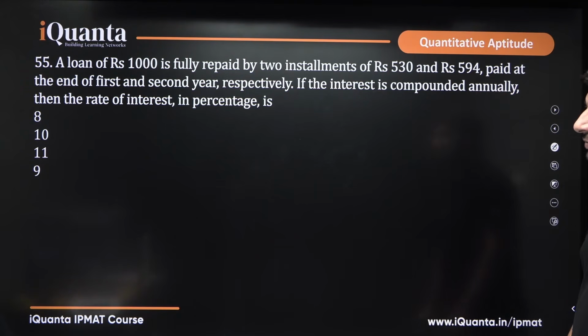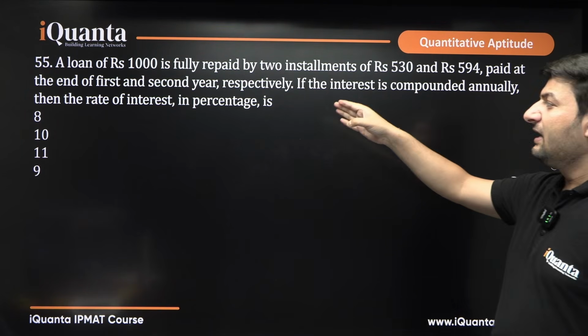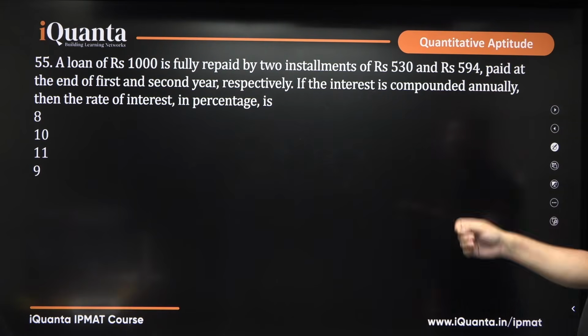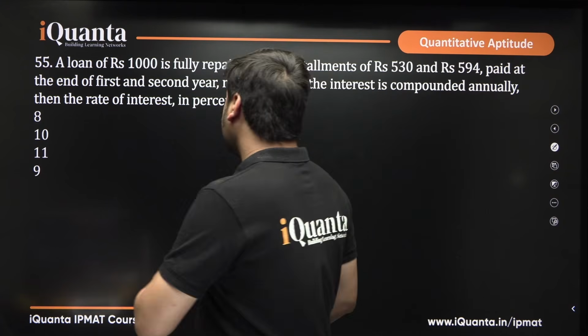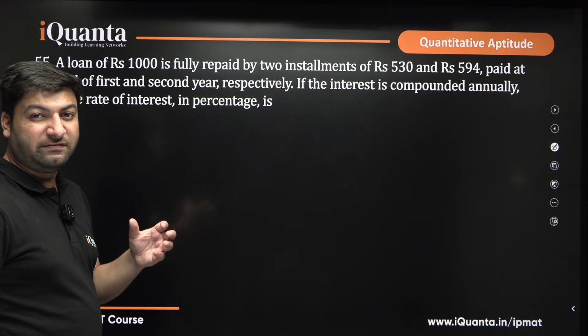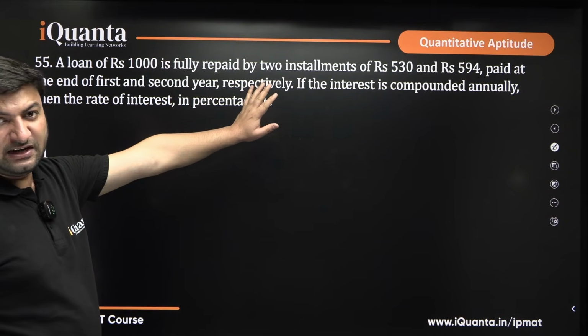Next, a loan of rupees 1000 is fully repaid by 2 installments of rupees 530 and 594 paid at the end of first year and second year respectively. If the interest is compounded annually, then find the rate of interest in percentages. See, this is an installment question. Even though they are not very frequent in IPMAT, one such question was seen in CAT.